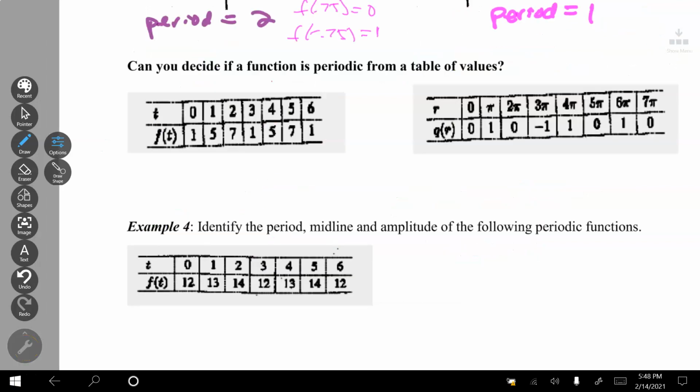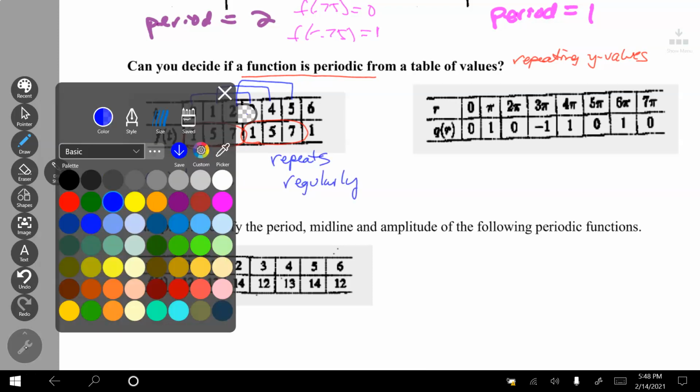Now, are these periodic? Do these functions repeat horizontally? Well, let's see. I see the number is 157, and when I say repeat, that means it has repeating y values. And I see 157 again. I notice that happens pretty regular. 0 through 3, 1 through 4, 2 to 5. So I'm seeing that the period is equal to 3 because it repeats regularly.